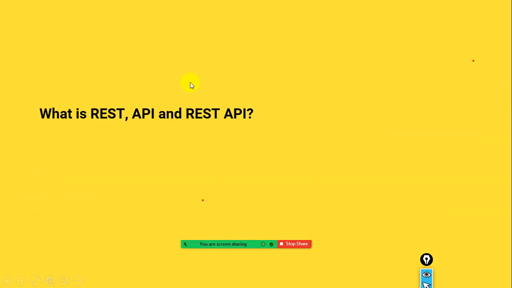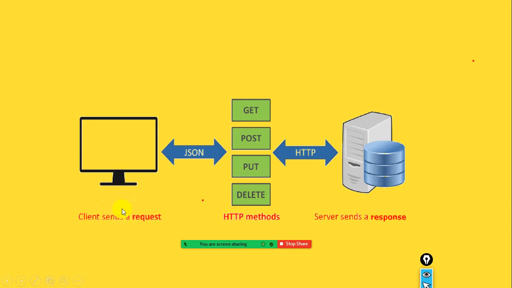So in simple terms, this is what is happening. The client sends a request using HTTP methods. In HTTP, we have get, post, put, delete and so on. It sends a request to the server, and then the server sends the response back to your client in the form of JSON format. It will send the data in the form of JSON format. This is how the client sends a request and interacts with your server using the HTTP protocol.